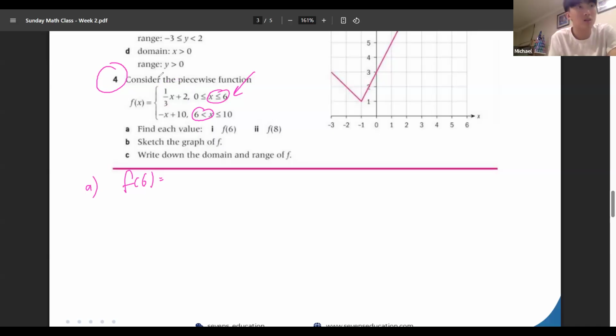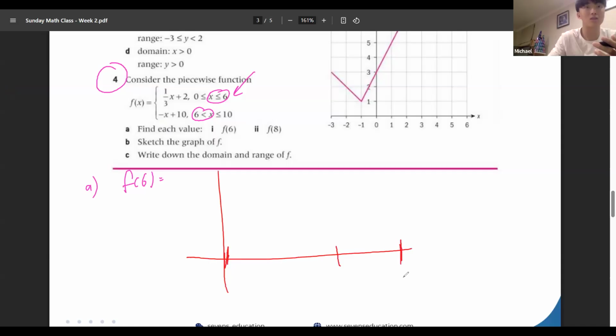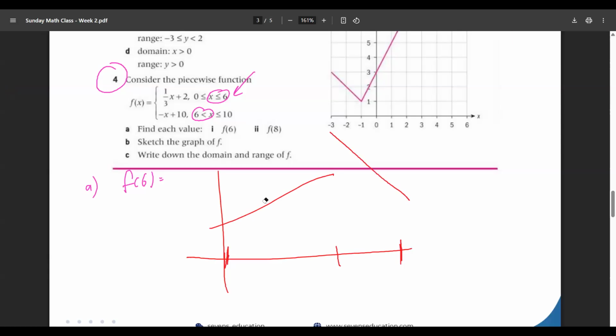Do you get what this piecewise function means? No. So pretty much it says when x is between 0 and 6, our function looks like this. But when x is between 6 and 10, our function looks like this. There are two pieces. Before 6 it is this, and after that it is minus x plus 10, something like this, right? Yeah. Okay.